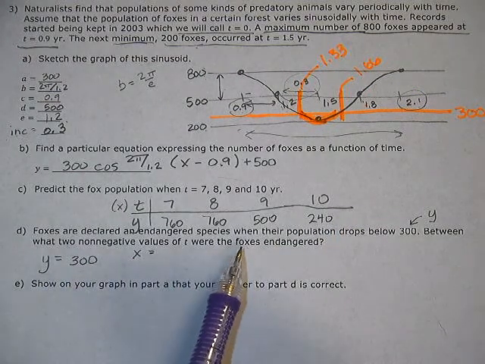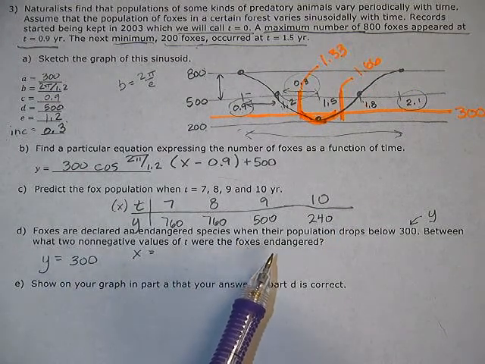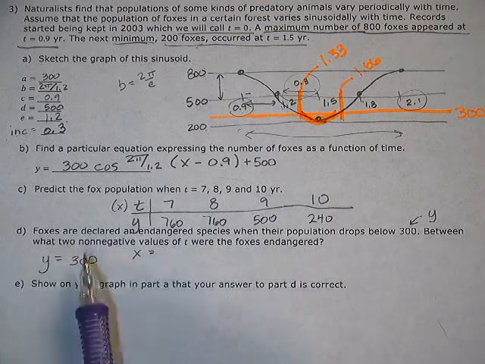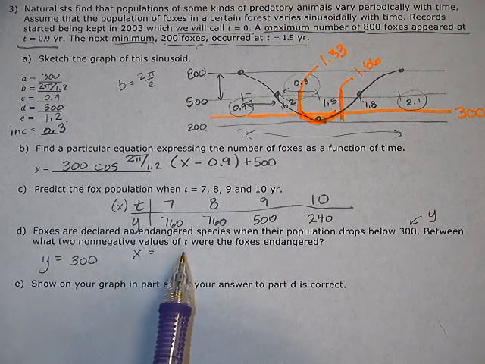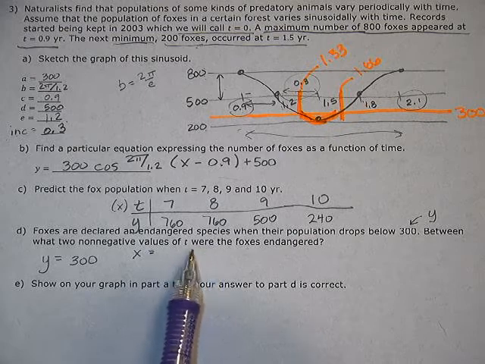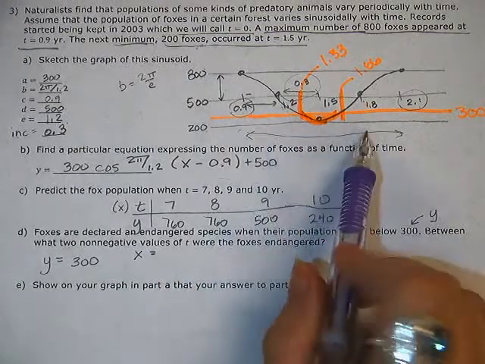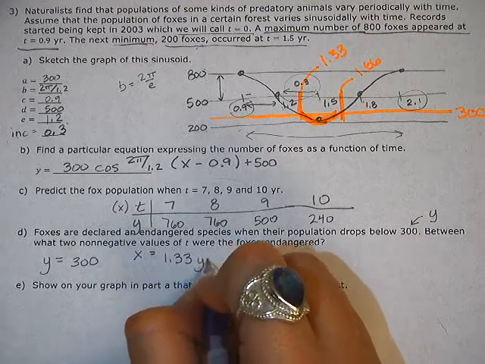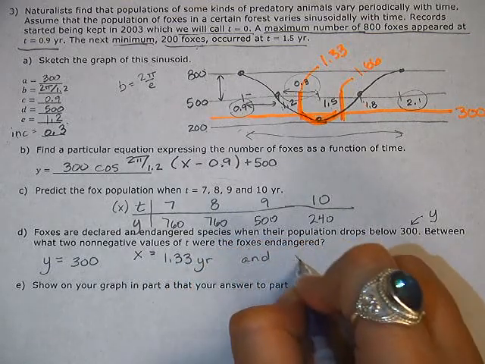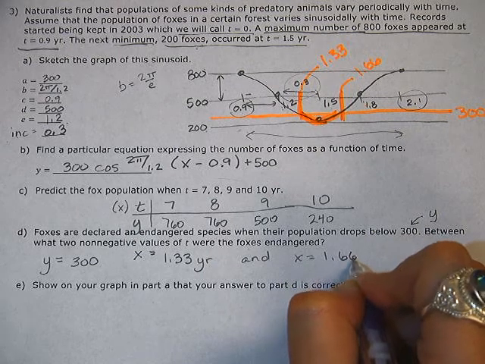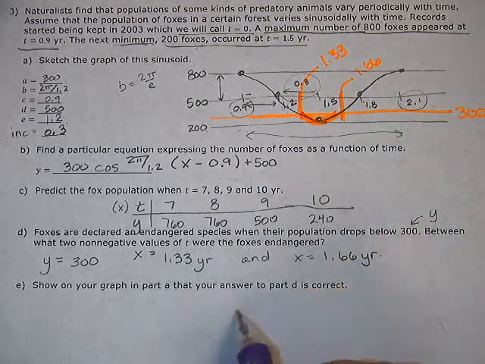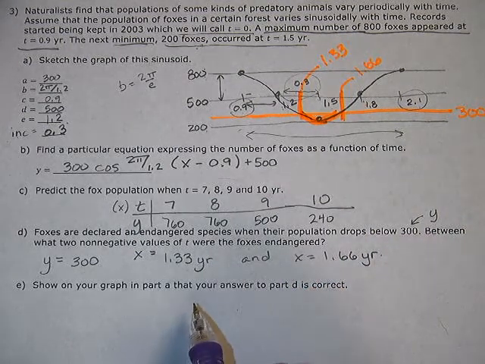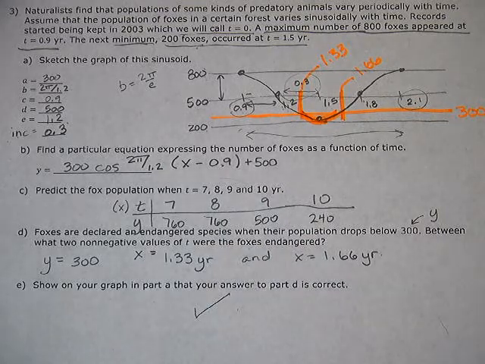It says, between what two values of t were the foxes endangered? Well, it's between those two. So between 1.33 years and x equals 1.66 years. And as it works out, show on your graph that your answer works out. We already did that. Thanks for listening.